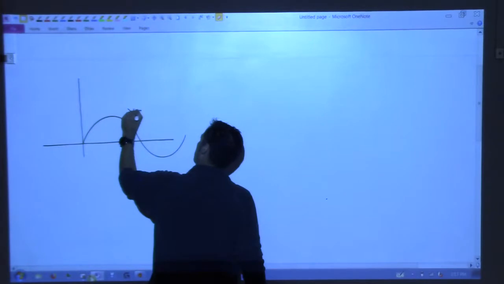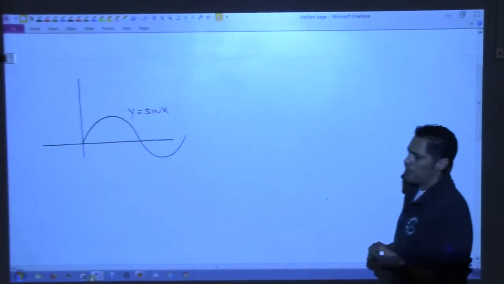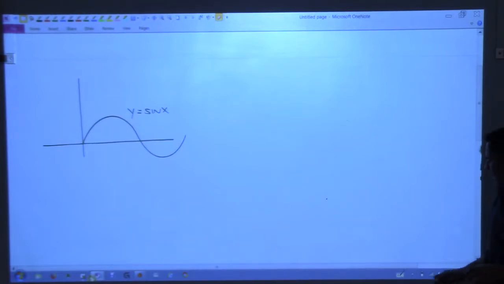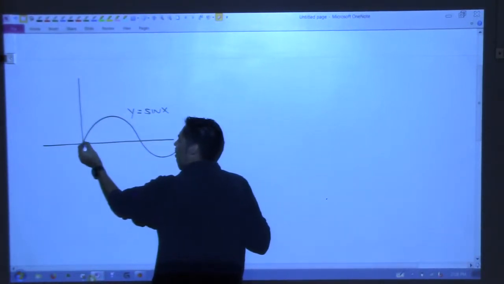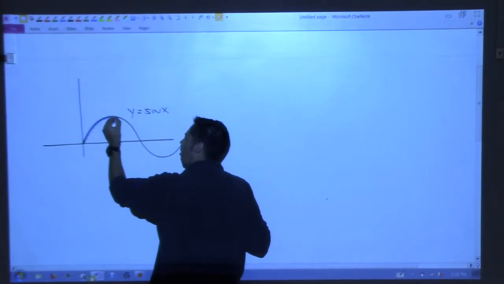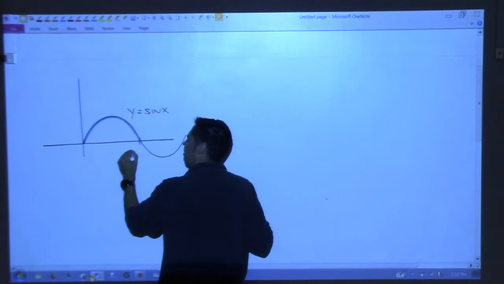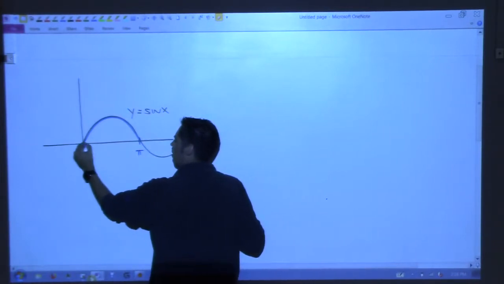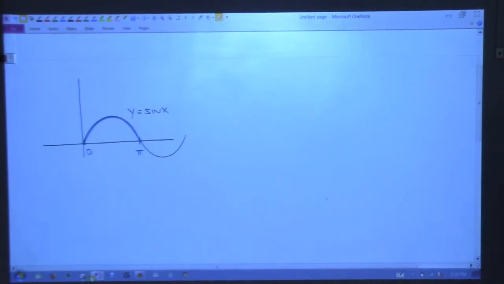This is y equals sine x. Okay? And I'd like for us to just focus on the part of the sine curve, this first arc that goes, what is this value again? Pi. And this is 0, right? Yeah? Ladies, you all good? Okay, that's all right.